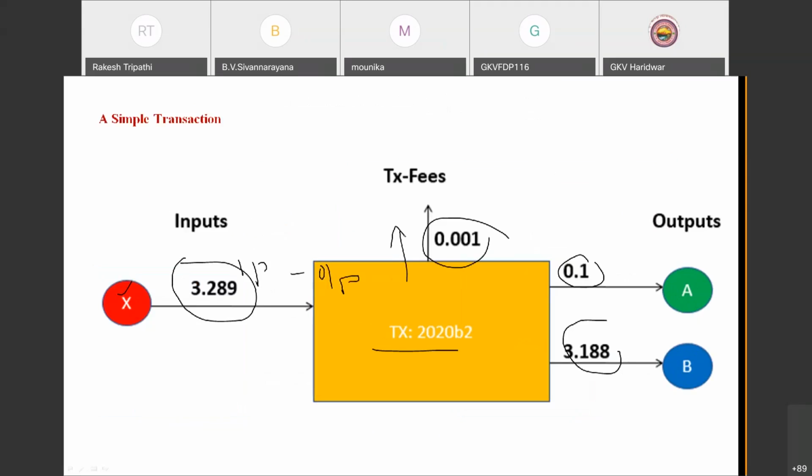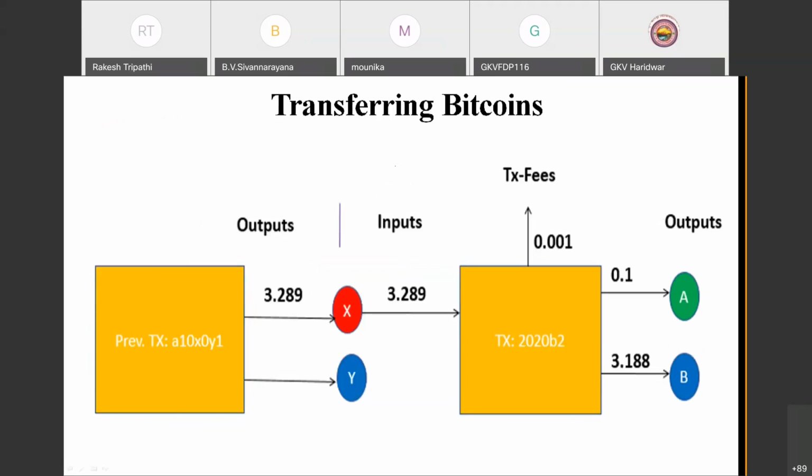I have told you that a miner makes a block out of this from the transaction pool and appends it to the blockchain ledger. So he gets this transaction fee. How does it happen? In input, we give reference to previous transaction output, and then we spend. This is what actually happens in Bitcoin. We'll see one example.